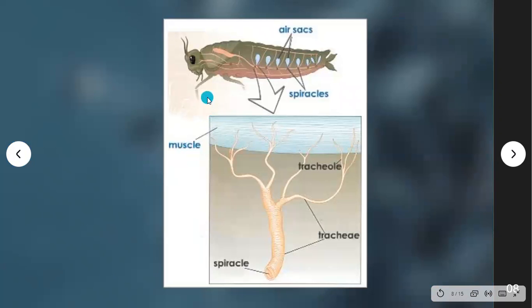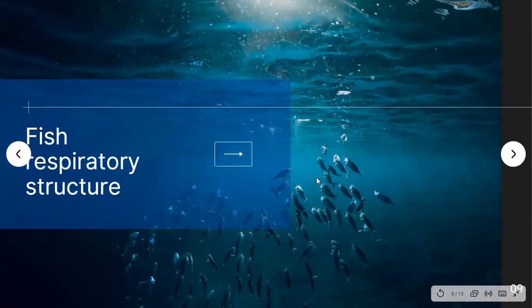So this is a picture of a grasshopper, which represents the insect, and you can see that we have lots of air sacs here to speed up the gas exchange. We also have the spiracles, which are the small pores that allow the air to go in. After the spiracle, the air goes into the trachea, and the trachea branches out into finer tubes known as tracheoles. All right, done with the insect.